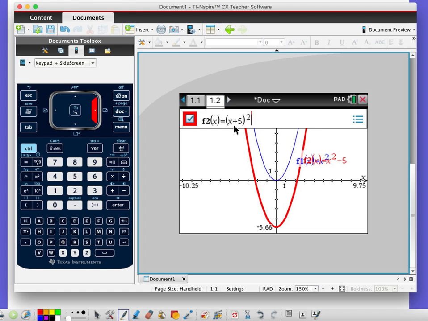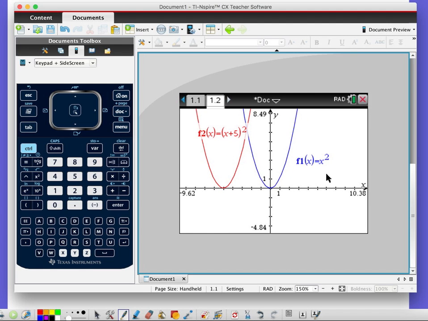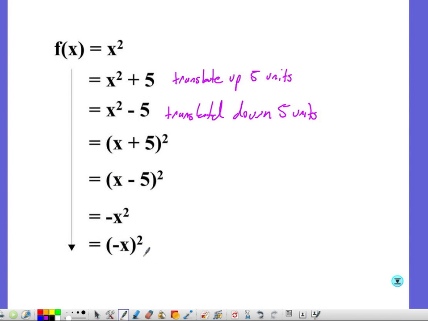Alright. Now take careful look at what happens when I press enter. Look at that. Here's the original function, x squared. When I add 5 inside of the parentheses and I have the square on the outside, notice that the graph moved 1, 2, 3, 4, 5 units to the left. So in this case, I have it that it translated left 5 units.